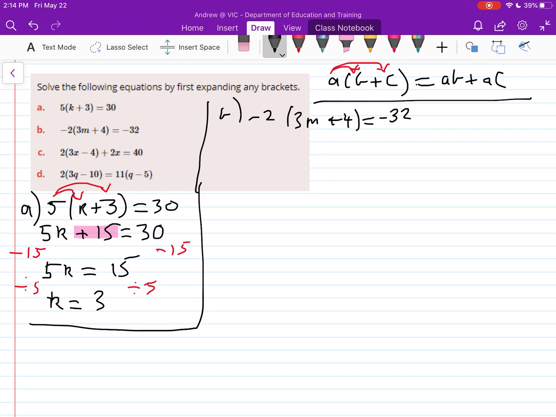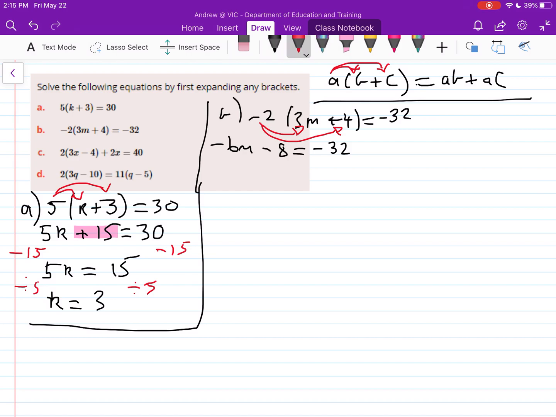Okay, so with here we need to multiply negative 2 by 3m and negative 2 by positive 4. Okay, remember the negative as well. That's a very easy mistake that a lot of people do make. So negative 2 times 3m is equal to negative 6m. Negative 2 times positive 4 is minus 8. Okay, this is equal to negative 32.